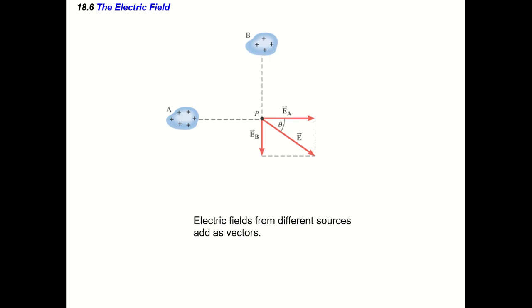Alright, so another illustration is something like this. We have here a particle with a charge A, and charge B, both positively charged. And this is our point P. We are given that the electric field along A is going to the right, and along B it is going down.